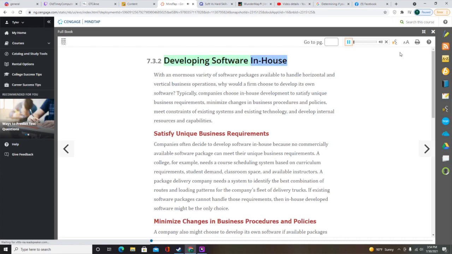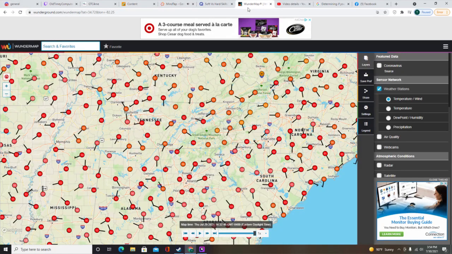Developing software in-house. With an enormous variety of software packages available to handle horizontal and vertical business operations, why would a firm choose to develop its own software? Typically, companies choose in-house development to satisfy unique business requirements, minimize changes in business procedures and policies, meet constraints of existing systems and existing technology, and develop internal resources and capabilities.